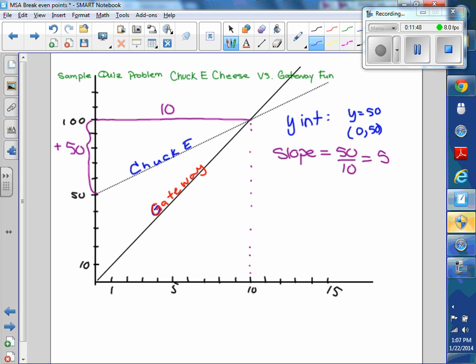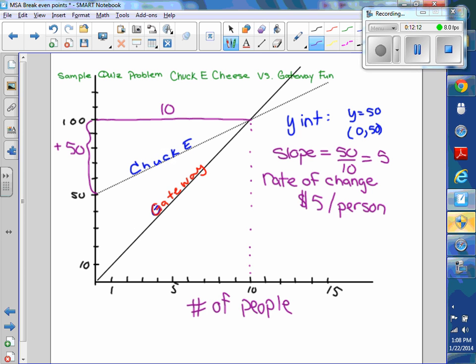A number, okay? If I asked you about rate of change, we usually include units. So it's still 5, but it would be $5 per person, because this was about how much it costs a person. So this was the number of people, and this was the cost in dollars. And so the Y was the cost, the X was the people. Okay? So that's all old.